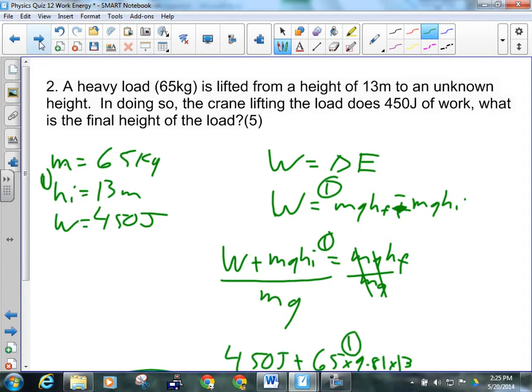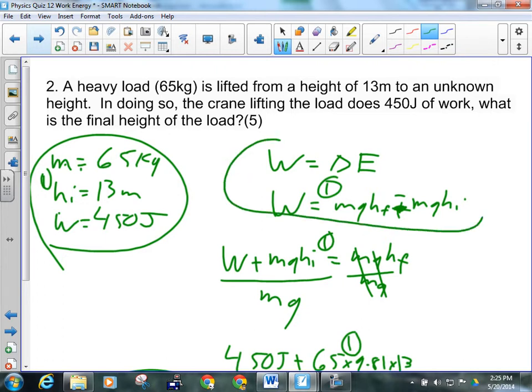Okay, for our second one, now we've got a change in potential energy question. First one was change in kinetic, this one's change in potential. Give them a mark for their givens. The work done is 450 joules, the initial height is 13 meters, and the mass is 65 kilograms. Give them a mark for work as a change in energy.